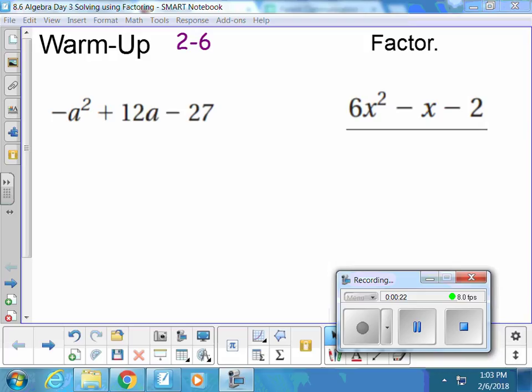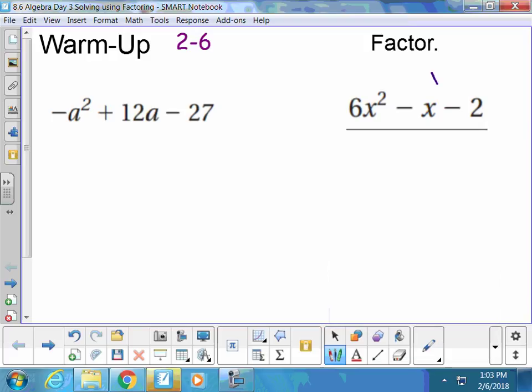If you start with 4 terms, you want to use the grouping method. If you start with 3 terms, you're either going to use the old-fashioned method or the box method. Use the old-fashioned method if there's no leading coefficient, if it's technically a 1. And you use the box method if there is a leading coefficient other than 1, like 2 or 3 or 4, or in this case, it'll be 6. So this problem here will be box method, right?